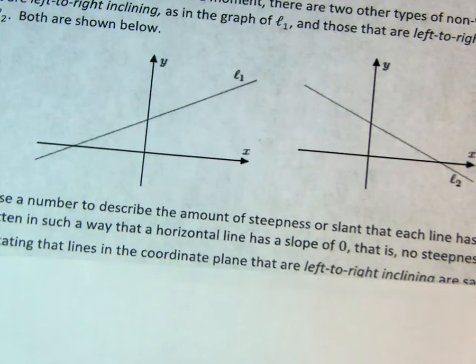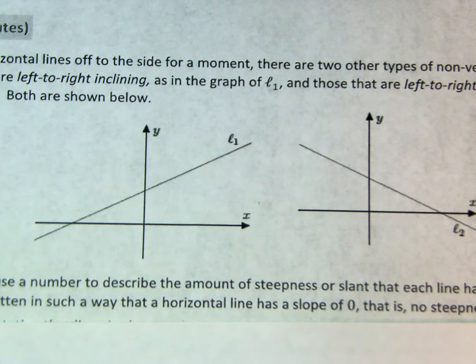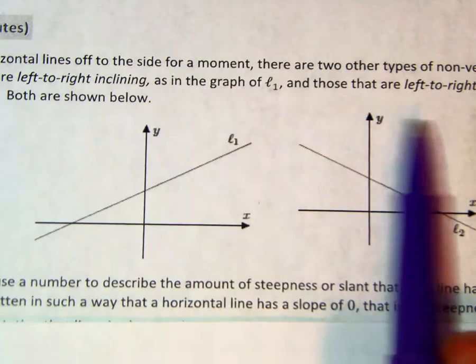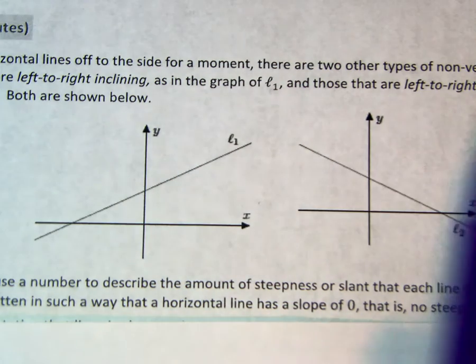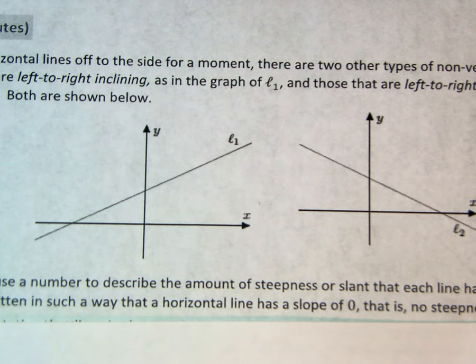We want to talk about the steepness of these lines without any numbers being present, and we want to make sure that out of this discovery we're able to say that a horizontal line, a line that's just going straight left to right and not inclining or declining, actually has a slope of 0. So that would mean 0 steepness, 0 slant. It would actually be flat.